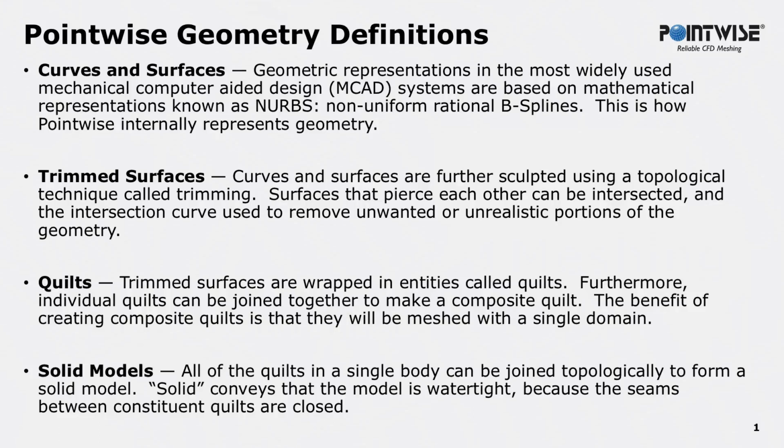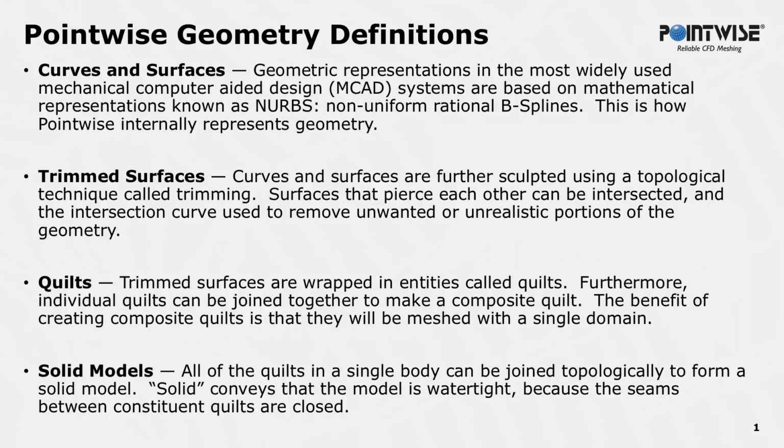As their name suggests, quilts can be combined to make a composite quilt. Each quilt will be meshed using a single domain. Additionally, all of the quilts in a single body can be joined topologically to form a solid model where the seams between constituent quilts are closed for a given user-specified tolerance. Now, this last point is somewhat important and tends to be a source of confusion for many users. Therefore, it's worth repeating. The seams between adjacent quilts are considered closed for a given tolerance.